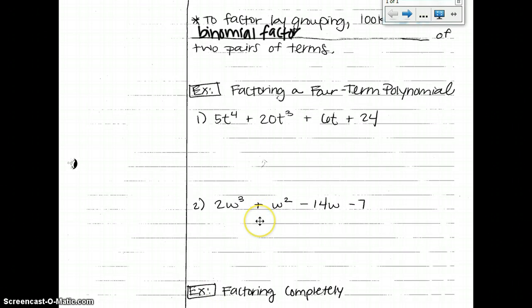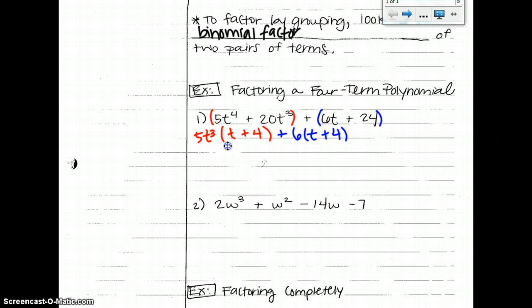Okay, for our first example, factoring a 4-term polynomial, 5t to the 4th plus 20t cubed plus 6t plus 24. We are going to group our first 2 terms together and then group our second 2 terms together. Looking at our first 2, our greatest common factor is 5t to the 3rd. So when I factor that out, we get t plus 4. For the second set, we should factor out a 6, t plus 4.